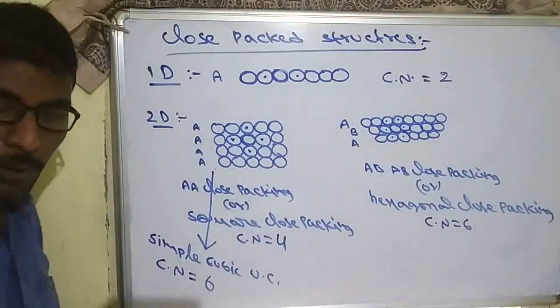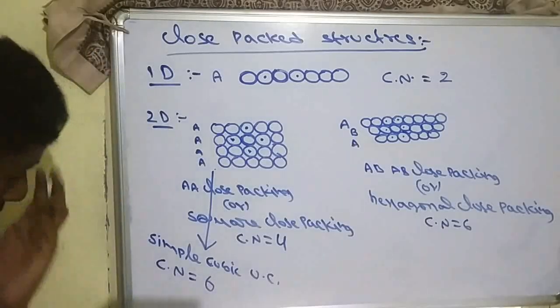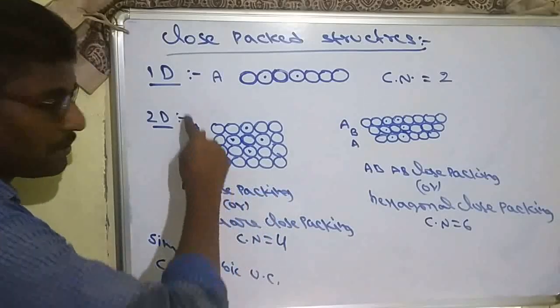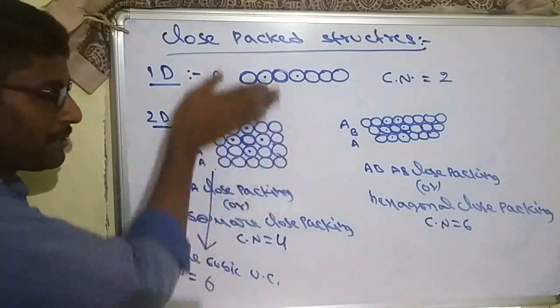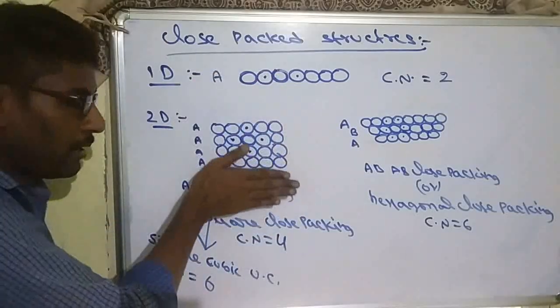Actually, in two dimensions the coordination number is 4. But how is it converted to coordination number 6? Just imagine, take this. This is a two-dimensional structure. Just imagine this is one layer, like a paper.